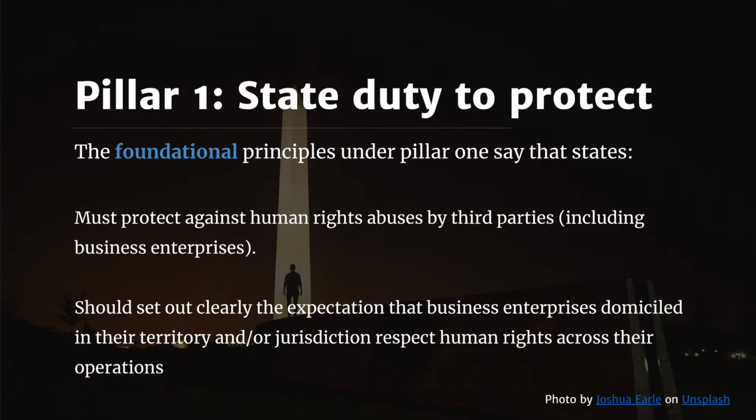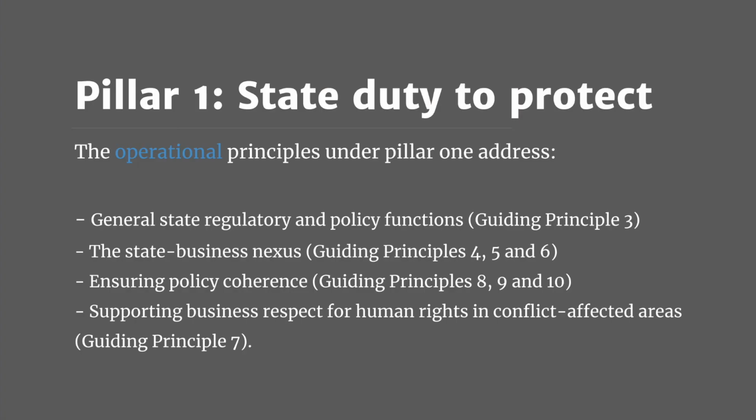Guiding Principle number 2 says that states should set out clearly the expectation that business enterprises domiciled in their jurisdiction respect human rights across their operations. We'll look further at this in more detail during the in-person workshop, but it's important to note at this stage that the UN Guiding Principles take the position that states are not generally required to regulate the extraterritorial activities of businesses based in their jurisdiction. However, states are not generally prohibited from doing so either.